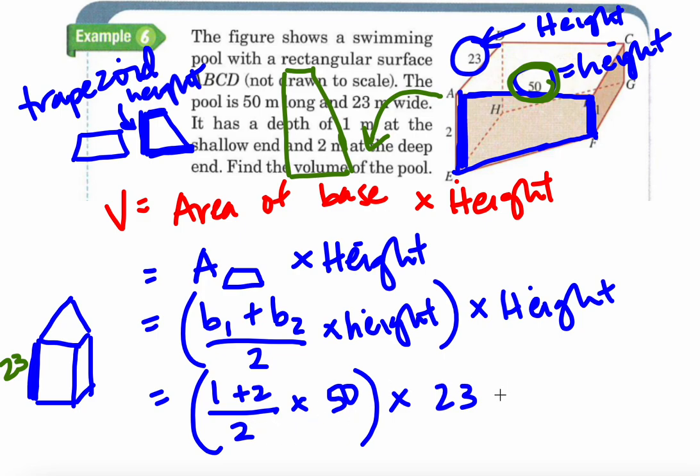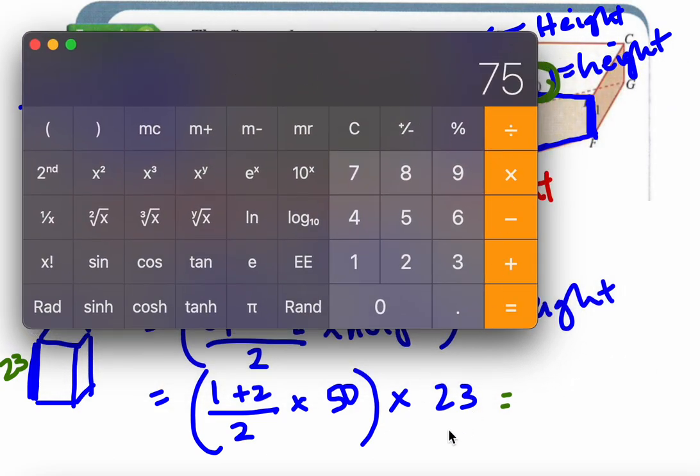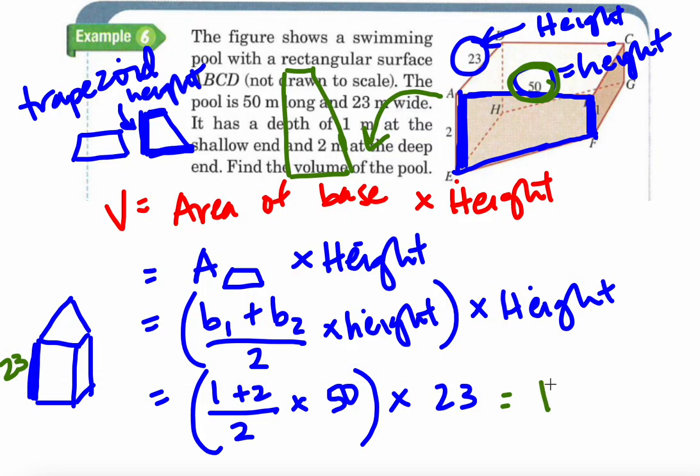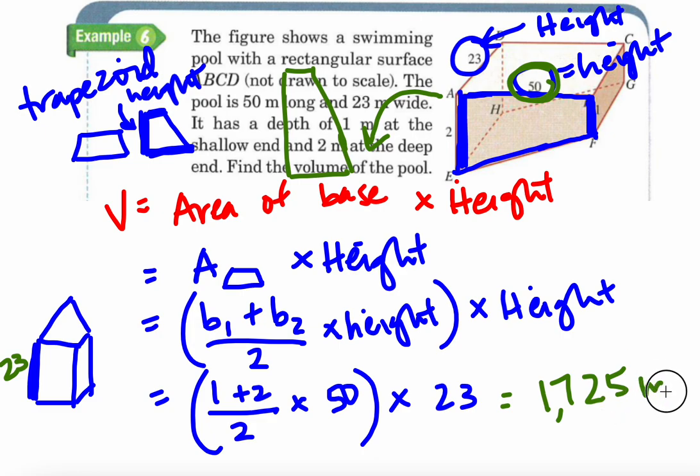All right, let's do these calculations then. 1 plus 2 is 3. 3 divided by 2 should be 1.5. That 1.5 times 50 will get us the area of just the trapezoid. Then we still have to take that number and multiply by 23. So then we get 1,725. This is a volume, so it should be meters cubed. That's our volume answer for this problem.